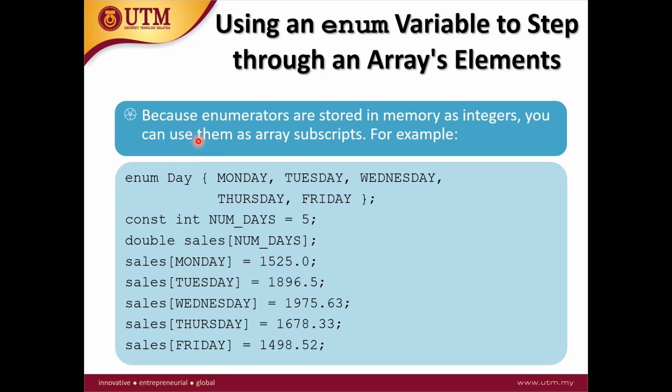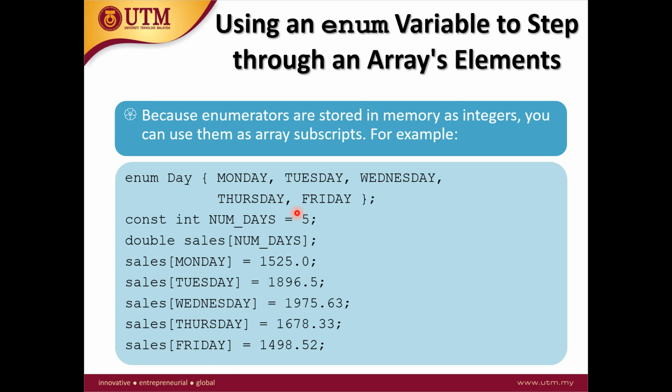because the enumerators are stored in memory as integers. We know that these are going to be integer values inside the memory, so we can use them as array subscripts. For example, sales, which is a variable whose size is 5, sales of Monday is going to be sales of index 0. Why? Because Monday is going to be translated inside the compiler to 0. So sales of index 0, 1, 2, 3, 4. That means we've got 5 indexes, from 0 up to 4.